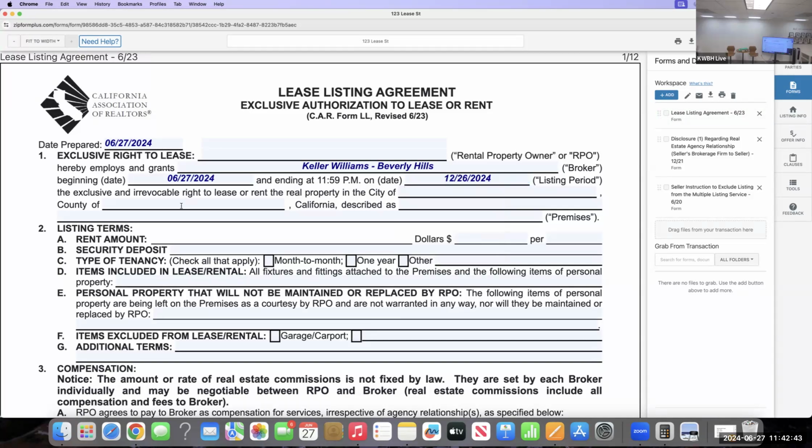6 months. Then you're going to have the address. Okay, rent amount. 5,000 a month. Security deposit. Now this wants me to enter an actual number, but I'm not going to do that. I'm going to start typing 2 times monthly rent. And this is how I do it. That way, when we have a price reduction, if we need it, I already have permission to reduce the security deposit.